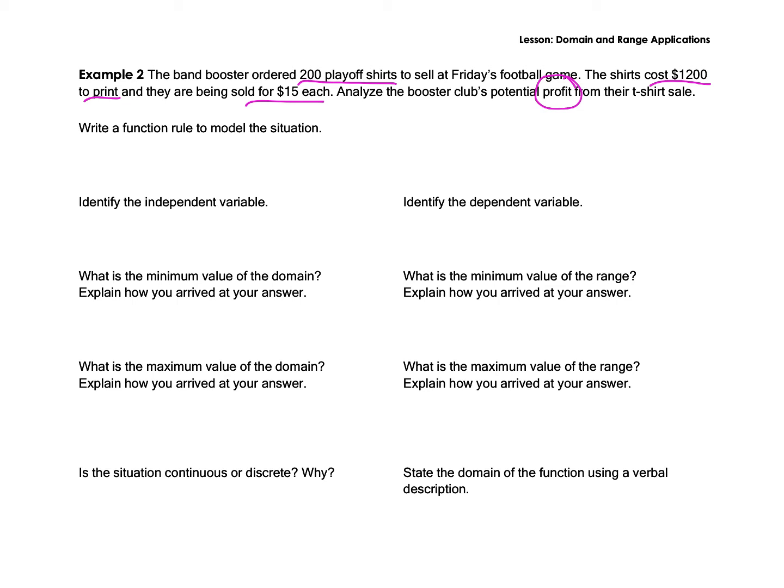So if you don't know what profit is, it's how much you're making from selling a product. When you're finding profit, you take your total sales and then take away how much it costs to make. So you might write that down. Profit is total sales minus your amount to produce the product that you're selling.